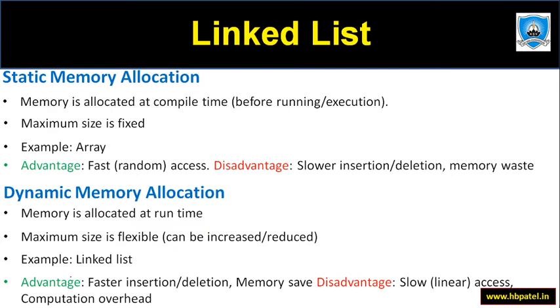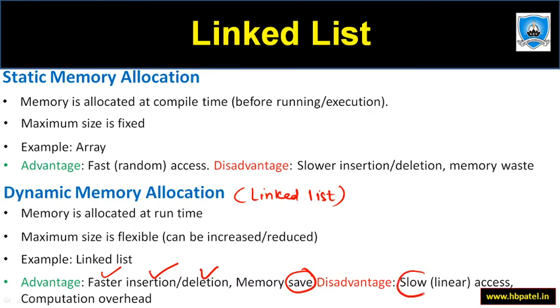Whereas in the case of dynamic memory allocation, or linked list, the benefit is that insertion and deletion would be very fast, irrespective of the total number of elements, whether there are 5 elements or 5 lakh elements, and it will result in saving in memory. Whereas the disadvantage is slow access.